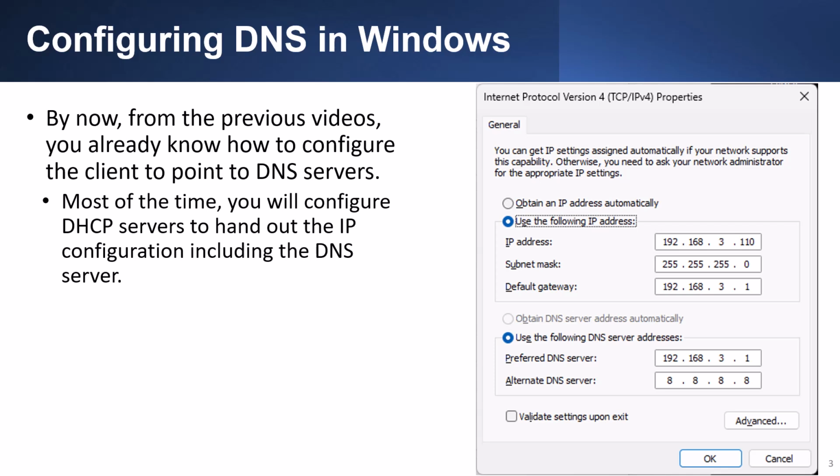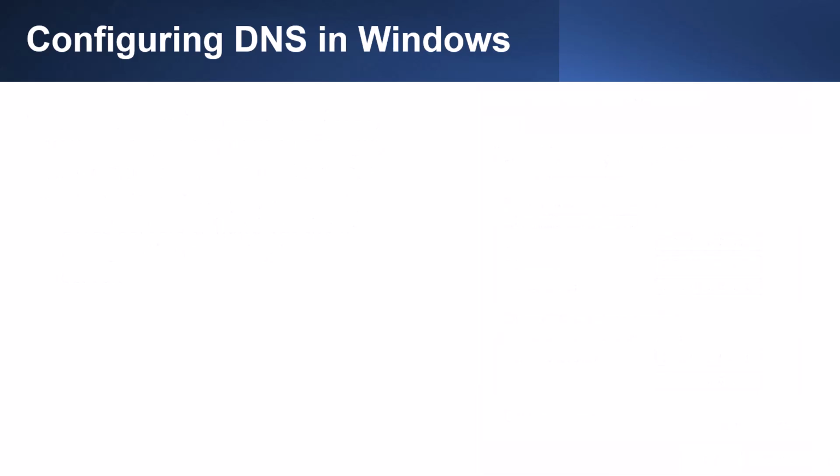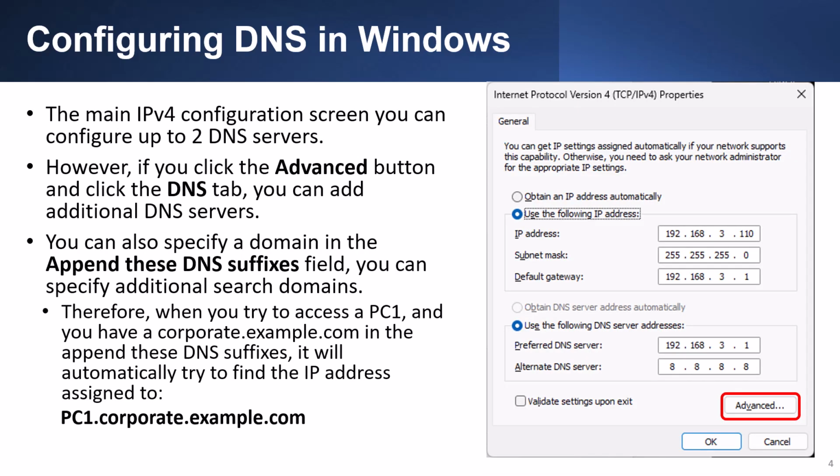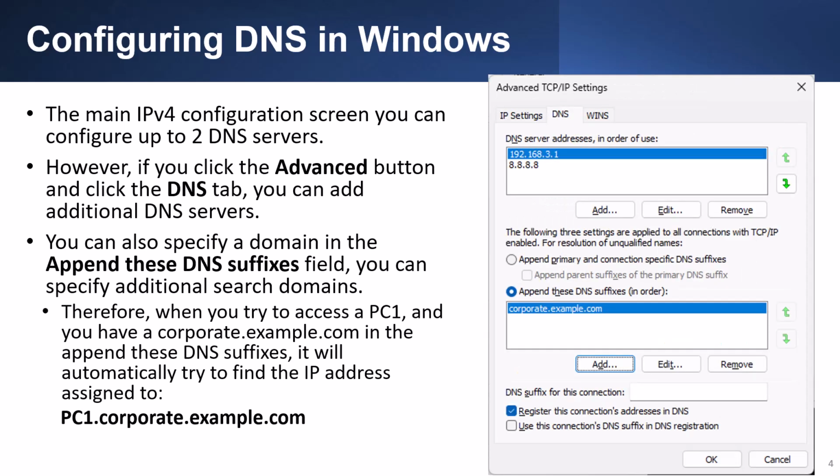By now, from the previous videos, you already know how to configure the client to point to DNS servers. Most of the time, you will configure DHCP servers to hand out the IP configuration, including the DNS server. On the main IP version 4 configuration screen, you can configure up to 2 DNS servers. However, if you click the Advanced button and click the DNS tab, you can add additional DNS servers. You can also specify a domain in the Append these DNS suffixes fields, and you can specify additional search domains.